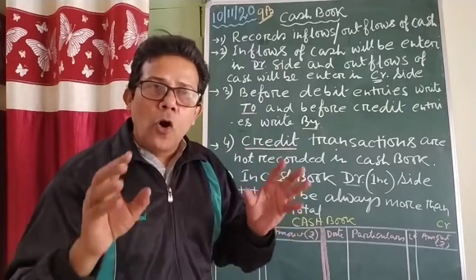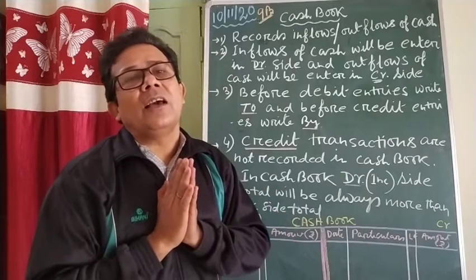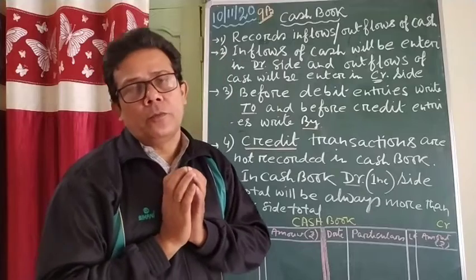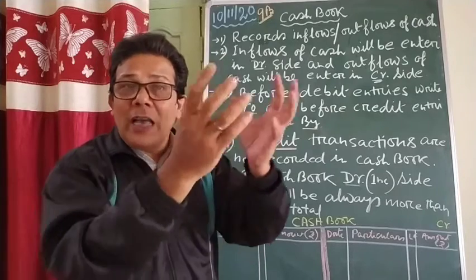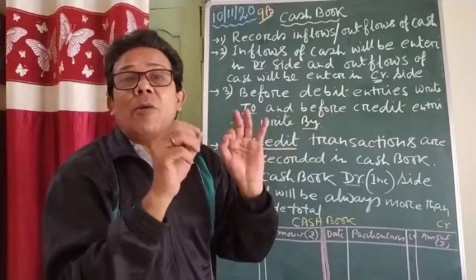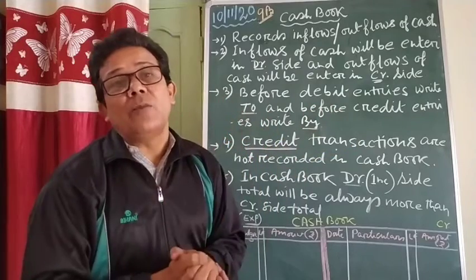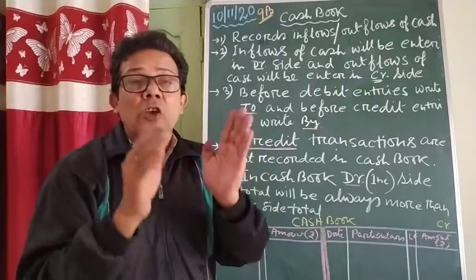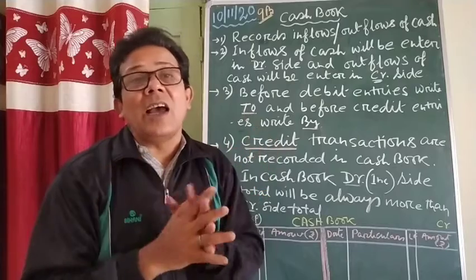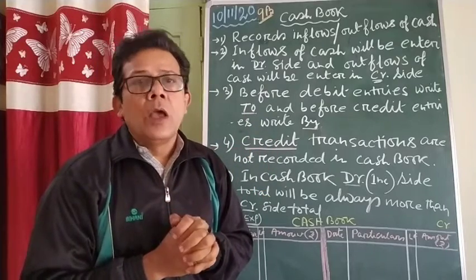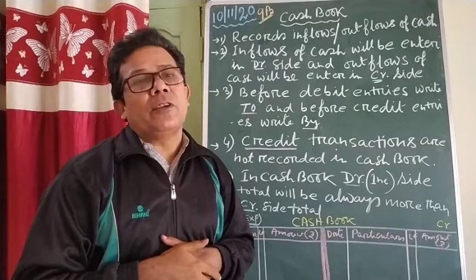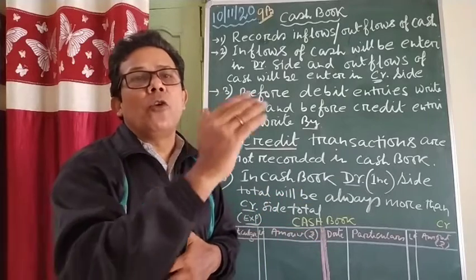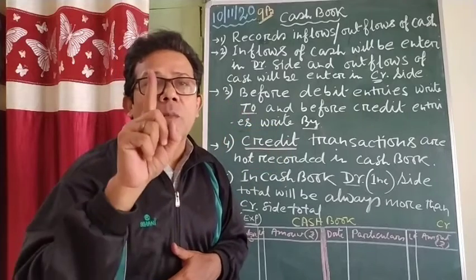So once more, only the cash entries will be entered in the cash book. No credit entries will be entered into the cash book. Number 2, all cash inflows, or you can say income of cash, will be written on the debit side of the cash book. All cash payments or outflows of cash will be recorded on the credit side of the cash book. Before doing any entry on the debit side, you are supposed to write "To", and before doing any entry on the credit side, you are supposed to write "By".